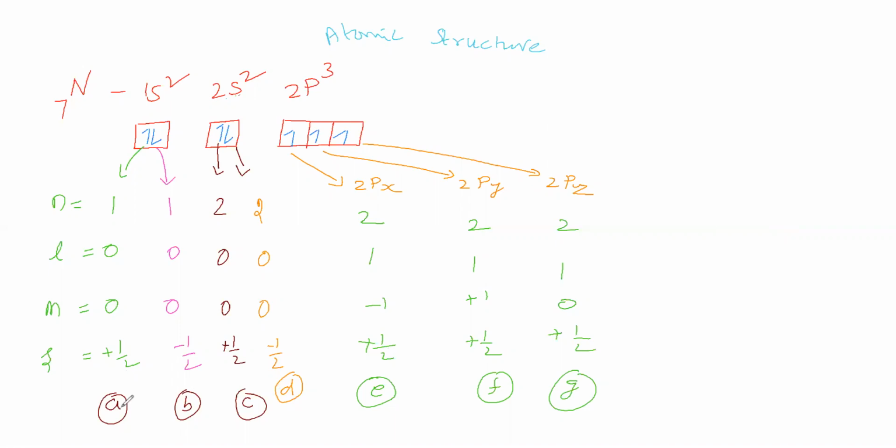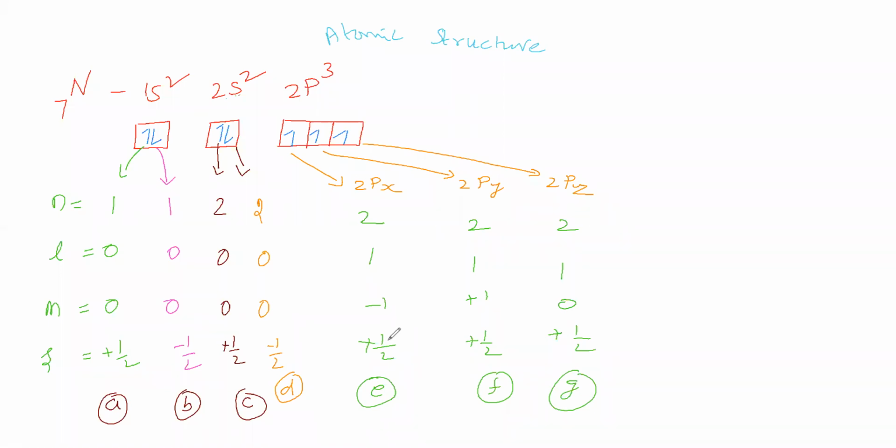Now we will take A and E. Principal quantum number is different. Azimuthal quantum number is different. Magnetic quantum number is different. Spin quantum number is the same. Therefore, 3 quantum numbers are different.